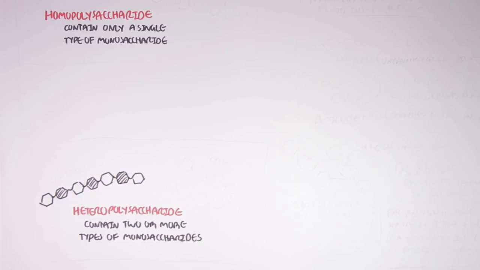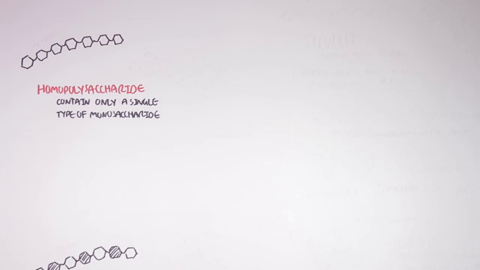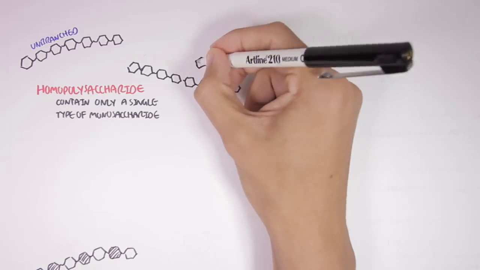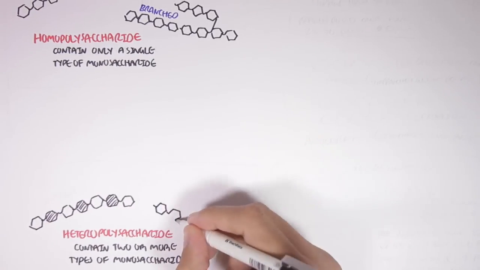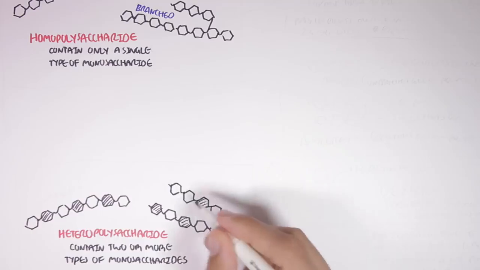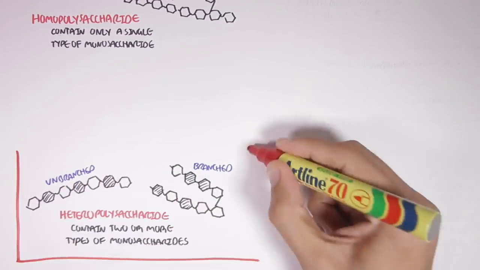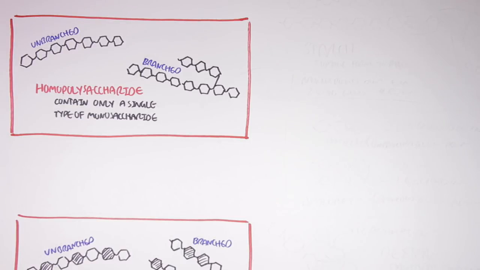To make things a little bit more interesting, a polysaccharide can also be unbranched, like what you see here, or it can be branched. This goes for both homopolysaccharides as well as heteropolysaccharides. What you have to understand is that the polysaccharides I am currently drawing are very small. In reality, the polysaccharide is made up of thousands of monosaccharides linked together.